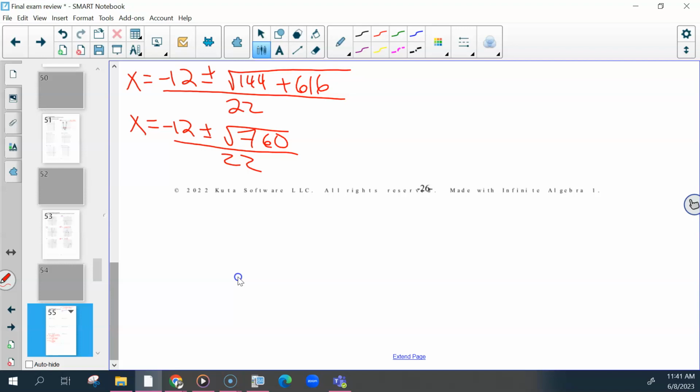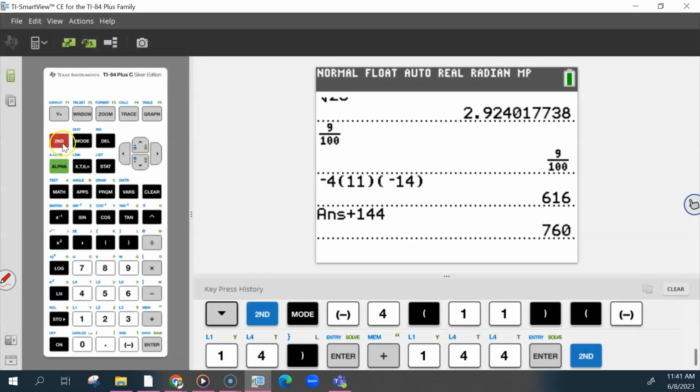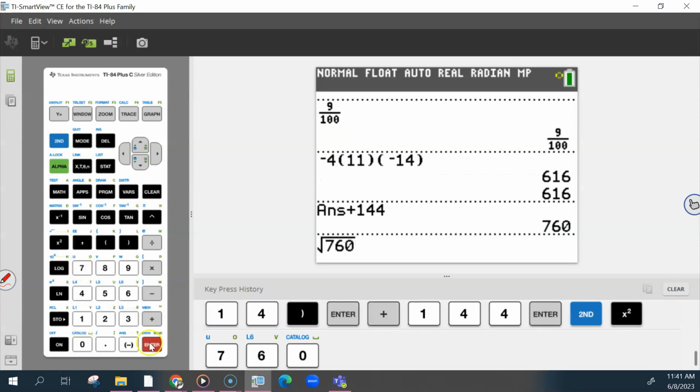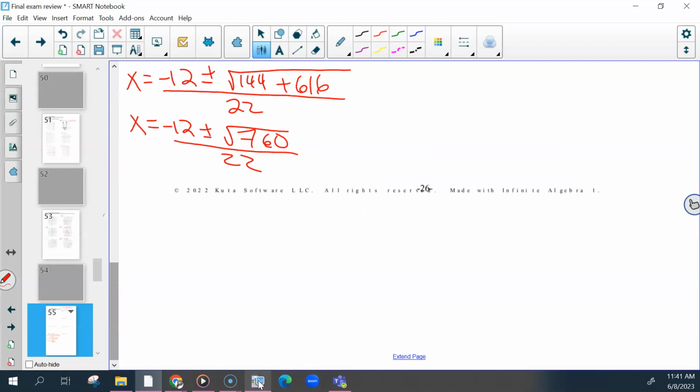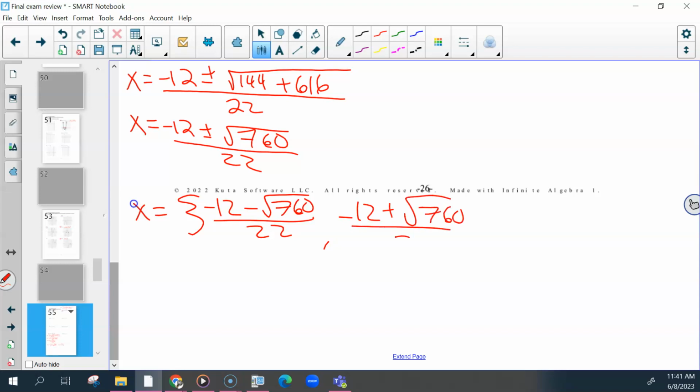Then you have to see, is that number underneath the radical of the square root a perfect square? So in the calculator, we would do second x squared, type in that number. If we get a whole number, then we can simplify more. If we get a decimal, we're just going to break it apart. So we're going to leave this like that and just separate it into two things. Solution set: negative 12 minus the square root of 760 over 22, and negative 12 plus the square root of 760 over 22.